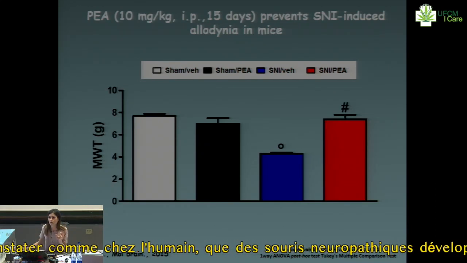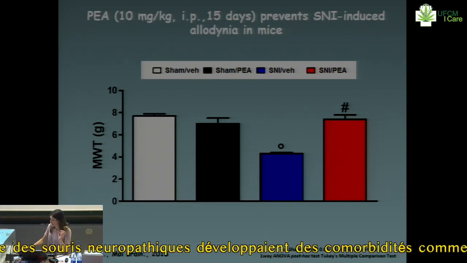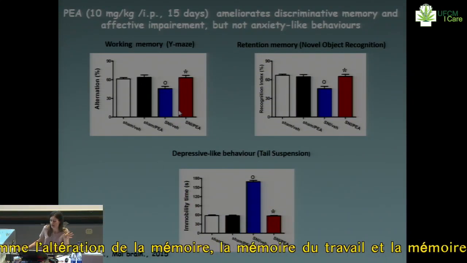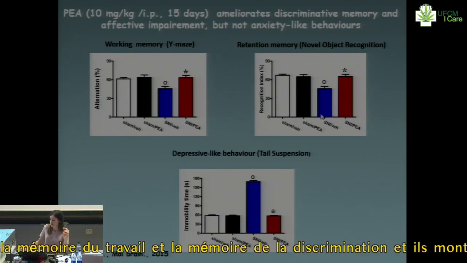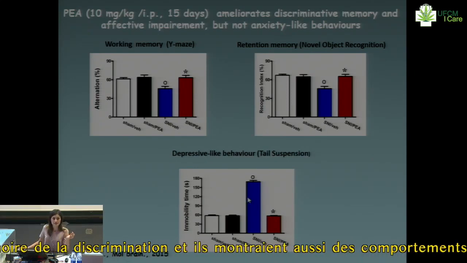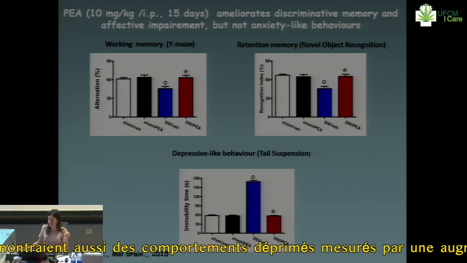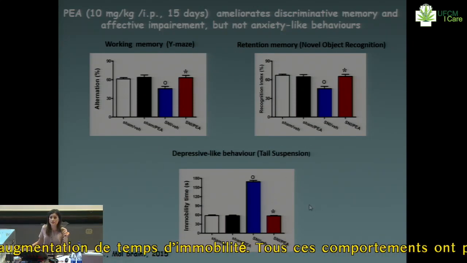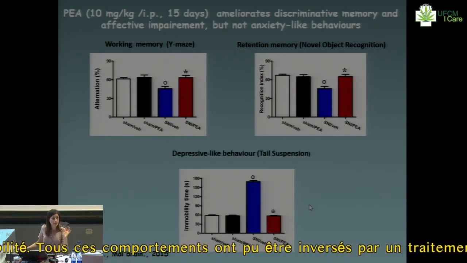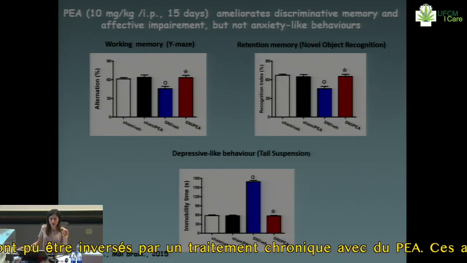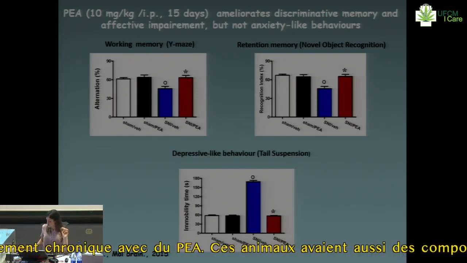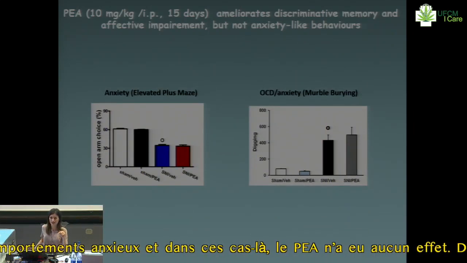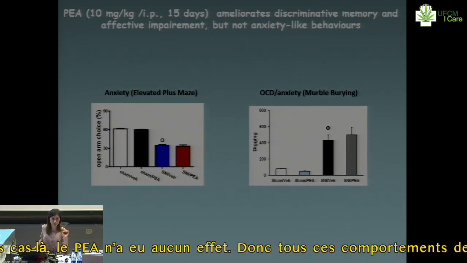But intriguingly, we found, as observed in humans, that neuropathic mice also developed some comorbidities, like alteration of working memory and discrimination memory, and they also showed a depressive-like behavior measured by the increased immobility time in the tail suspension test. All these behaviors were reverted by chronic treatment with PIA. These animals also showed anxiety-like behavior, but PIA failed to work on this task.